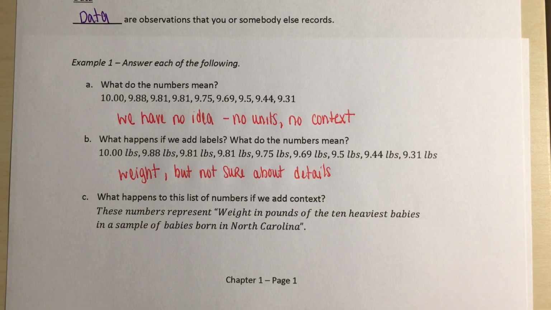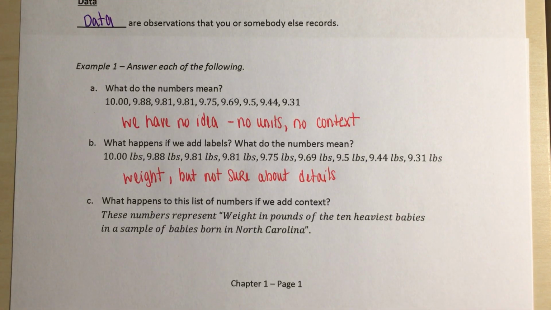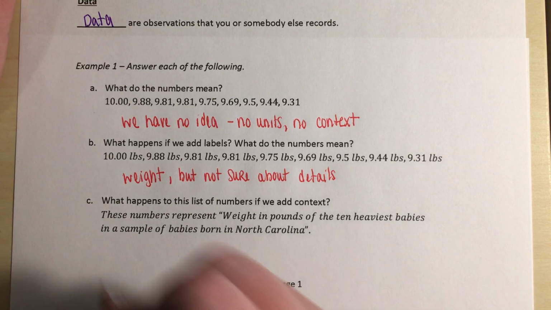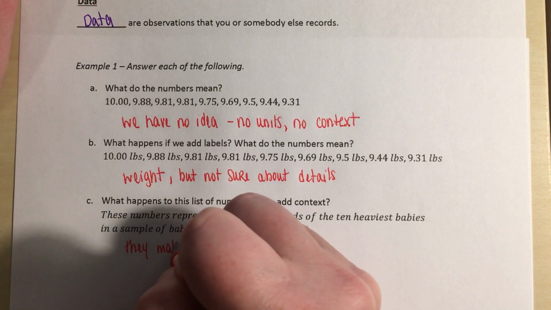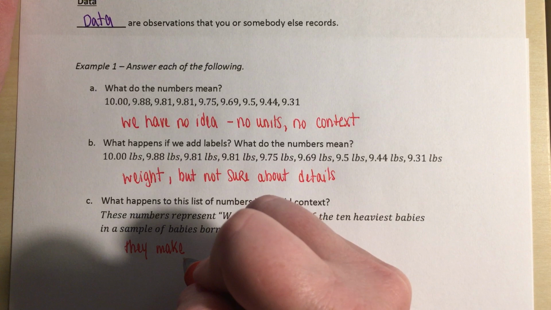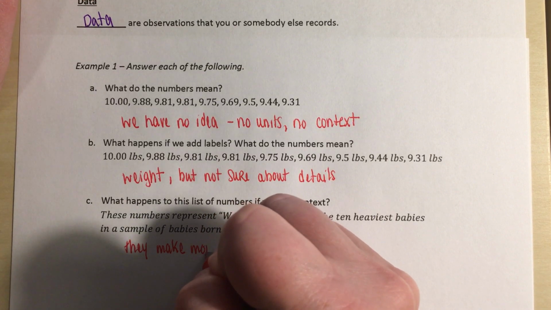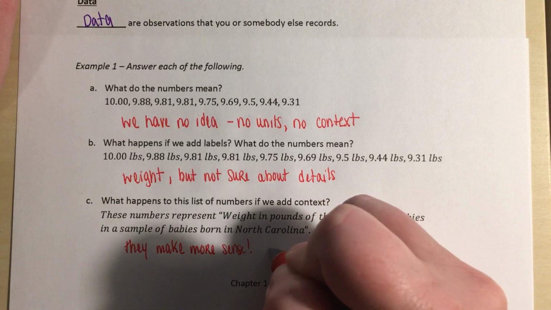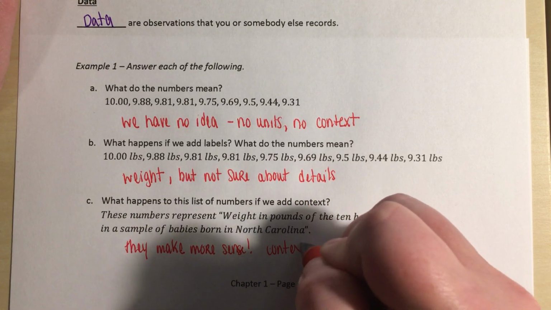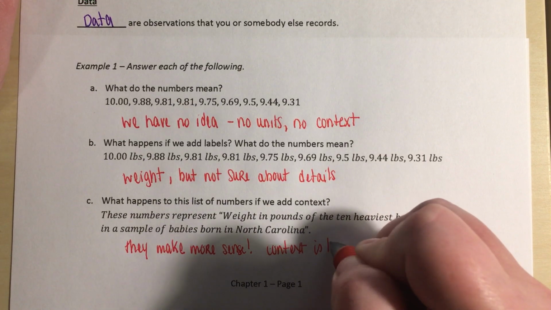Right? So what happens if not only do we add labels, we add context? These numbers represent the weight in pounds of the 10 heaviest babies in a sample of babies born in North Carolina. Right? Well, now all of a sudden, with context, they make way more sense. Right? Context is key.